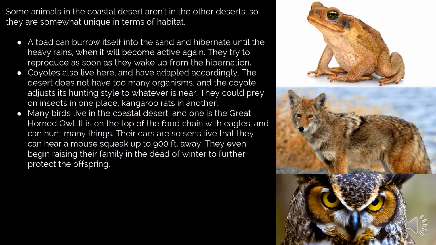There are animals in the coastal desert that aren't in the other deserts, so they are somewhat unique. A toad can burrow itself into the sand and hibernate until the heavy rains, when it will become active again. They try to reproduce as soon as they wake up. Coyotes also live here and have adapted accordingly. The desert doesn't have too many organisms, and the coyote can adjust its hunting style to whatever's near. They could prey on insects or kangaroo rats.